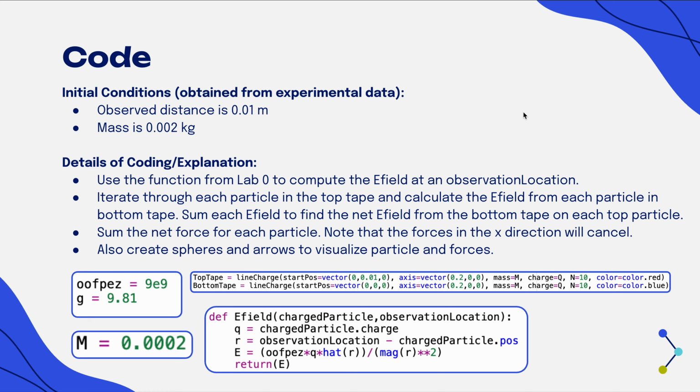So for the code, we use the same initial conditions, and essentially we just use the function from lab 0 to calculate the E field at a random location. Then we iterated through each particle on the top tape and each particle on the bottom tape to find the net E field on each particle on the top tape. Then we summed all of those to find the net force in the y direction, which is supposed to cancel the force from gravity.